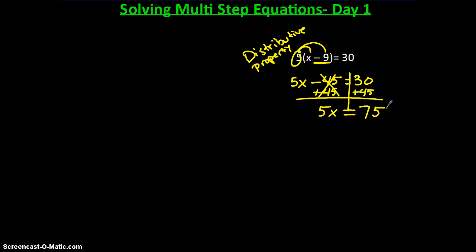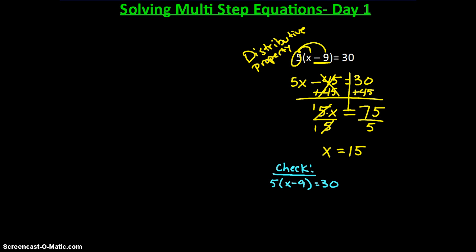Now it's down to a one-step equation, in which case we need to get 1x. So the way we get a 5x to be a 1x is instead of 5 times x, we divide by 5 to both sides, because we know 5 divided by 5 is 1. Mission accomplished. We drop down our 1x, and it's equal to, 5 goes into 75, 15 times.